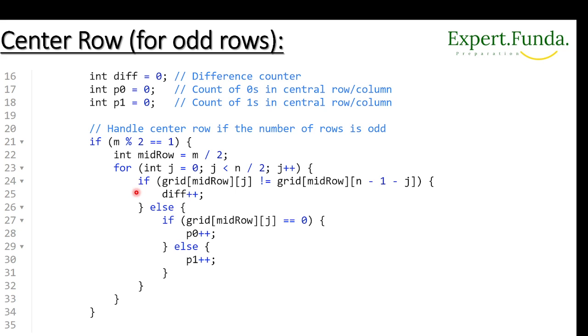After that we will differentiate the counters, right? How will we differentiate the counter? So we will count 0s in the central row and columns, and count 1s in the row and column, right?